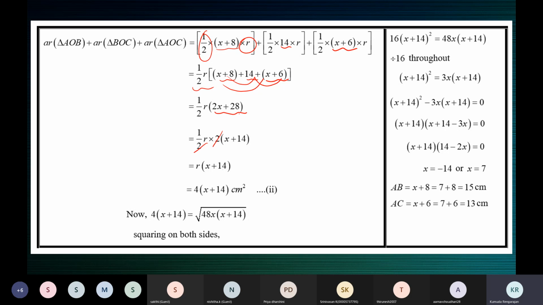What is this? Half base into height, half base into height, half base into height. Half R x plus 8, half R 2x 28, 2 common, x plus 14 twos. R into x plus 14. Why do I suddenly have this? 4 into 2, x plus 14. Have I gone wrong anywhere here, Chetan?